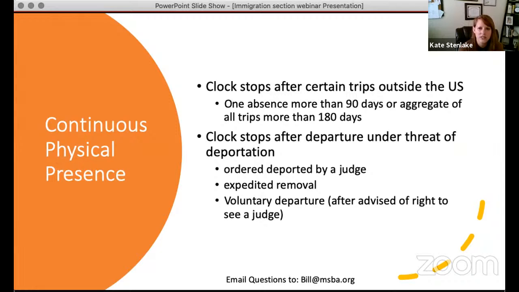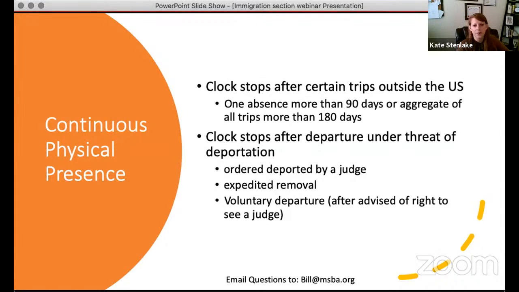The clock will also stop because you have to show continuous physical presence. So the clock will stop if the applicant is outside of the United States for a certain period of time. In general, it's one absence of more than 90 days or an aggregate of all trips more than 180 days. It's basic math. You have to figure out what day your client left, what day your client returned, and then do the math. And if they've done more than one trip, then you have to add the days up.